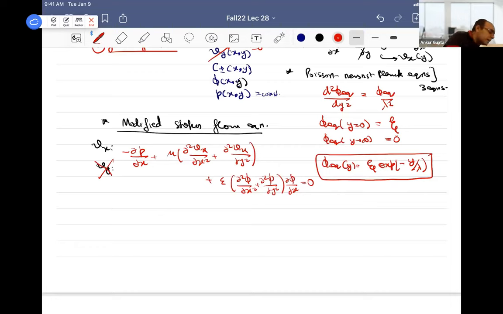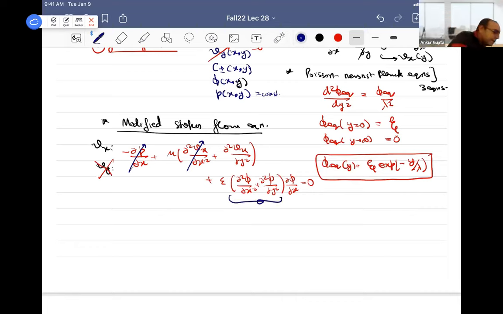Now what happens to the first term? Pressure is constant, so zero. Then Noah was saying that Vx is not a function of x, so this goes away, right? This also goes away. Now I want you to tell me what this term should be in terms of phi equilibrium and Ex.